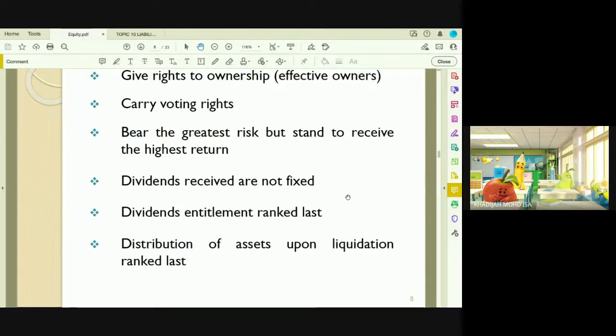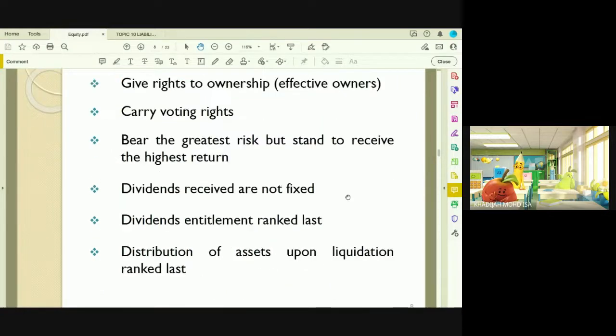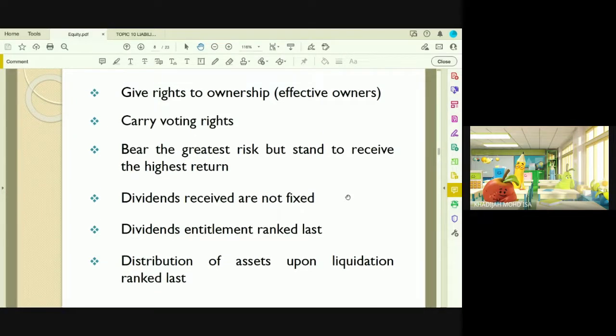Dividend entitlement ranks last, and distribution of assets upon liquidation ranks last. So it means that if the company goes into liquidation, what do you mean by liquidation? It means that the company closes shop, right? Or the company decided to wind up, right? So whatever profit the company has will be distributed to the shareholders, right? So in the case of ordinary shares, they are the last who will receive the dividend. If there is no more to be distributed, then the ordinary shares will not get any dividend or distribution of assets when the company liquidates, right?